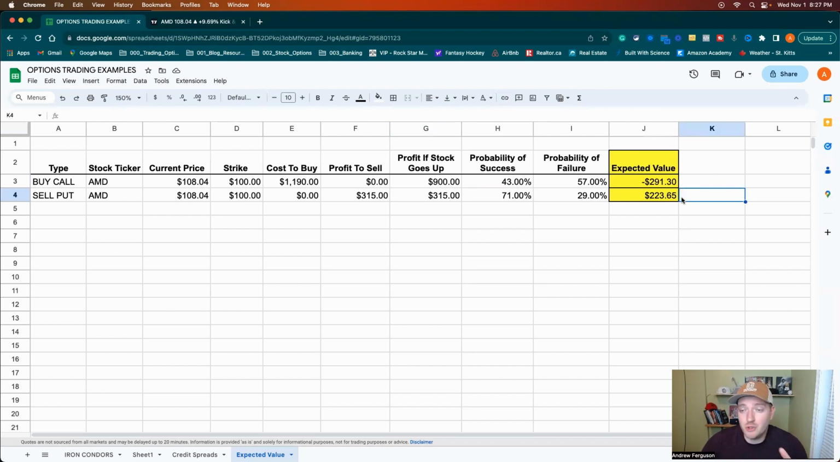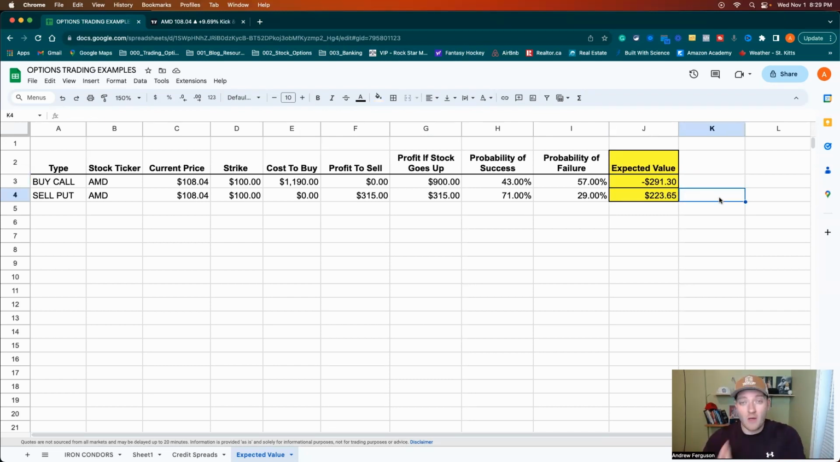Now, if these variables do change and your probability goes up for the call and the cost to buy goes way down and the profit goes up, this will all have an impact on the expected value where it may be better or in your better interest to go ahead and buy that call option. However, in this scenario, it is not the case. The expected value greatly favors the selling of the put.